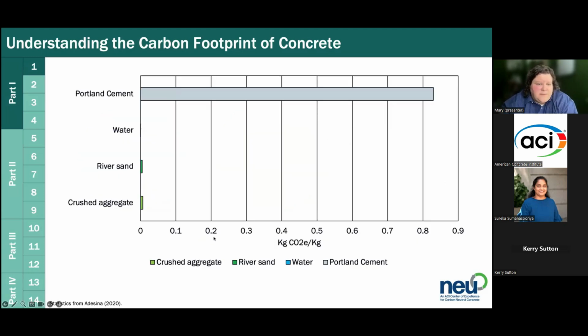So this is just showing kilograms of CO2 equivalent, which I'll explain in a moment, per kilogram of material. You can say 1 kilogram of cement, 1 kilogram of water, 1 kilogram of sand, 1 kilogram of rock. So this is explaining that it's the Portland cement we really need to zoom in on.